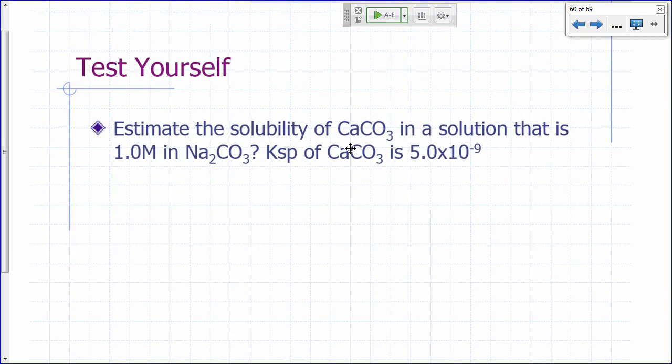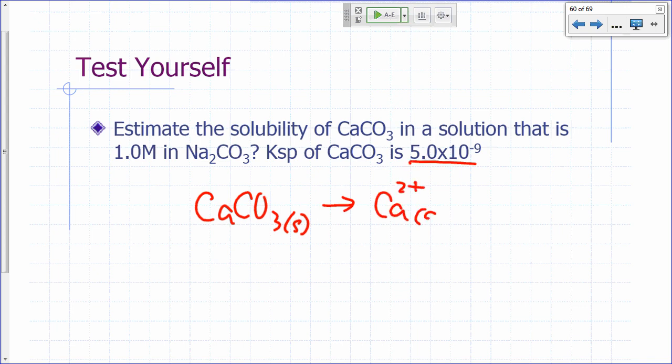Let's look at this question right here. What's the solubility of calcium carbonate in a solution that is 1 molar in sodium carbonate? KSP is 5.0 times 10 to the negative 9. So what's our reaction here? Dissolving calcium carbonate solid, KSP. So what's the product here? Calcium ions in aqueous solution plus carbonate ions in aqueous solution.